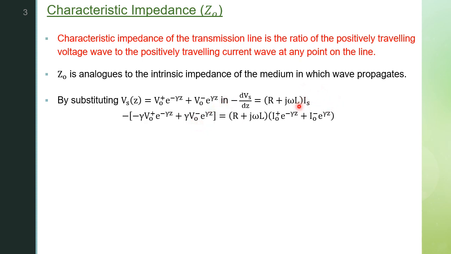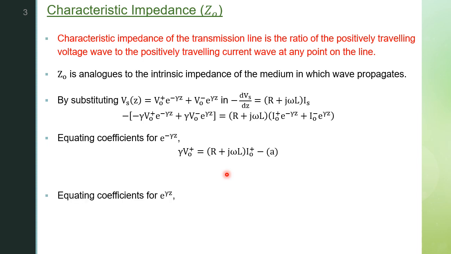And this is also replaced by the solution, which is I0+ e^(-γz) + I0- e^(γz). Now, to determine the ratio of V0+ by I0+, I am going to equate the coefficients for e^(-γz). So when you observe the LHS, the coefficient is γ V0+. When I observe the RHS, the coefficient is (R + jωL) into I0+. Similarly, if we equate the coefficients for e^(γz), on LHS the coefficient is -γ V0-, and on RHS it is (R + jωL) into I0-.